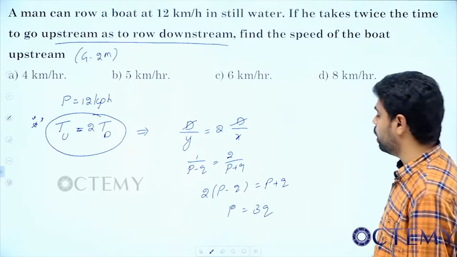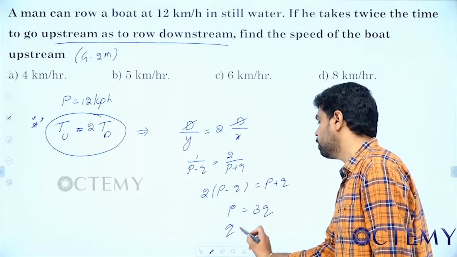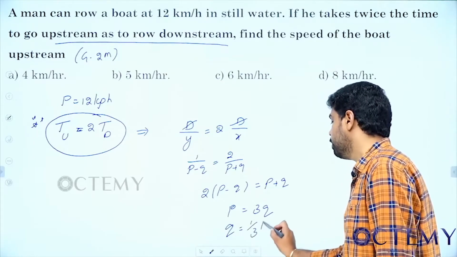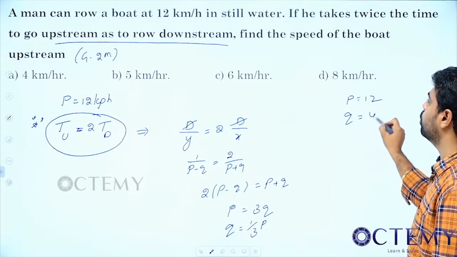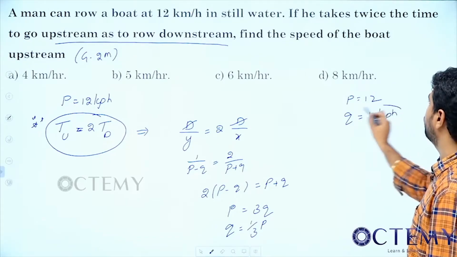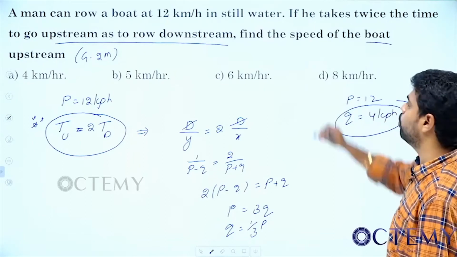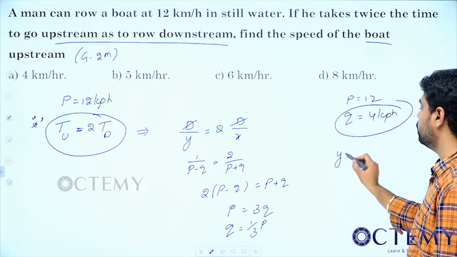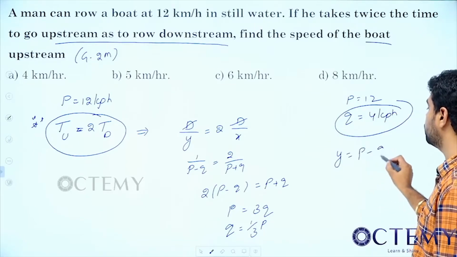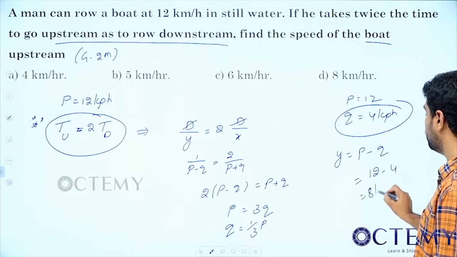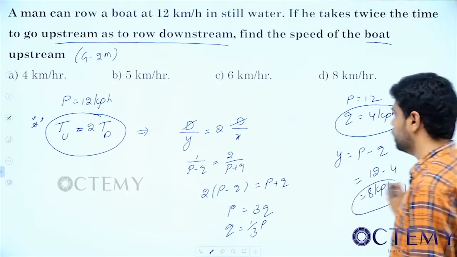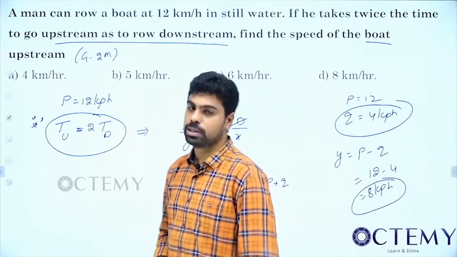And p already is given. So from this I can say that q equal to 1 by 3 p. P equal to 12. So now q equals 4 km per hour. Find the speed of the boat upstream, which means we should find y. y is nothing but p minus q. So it is 12 minus 4, 8 km per hour. That's it. The only thing is that you should identify this relation.